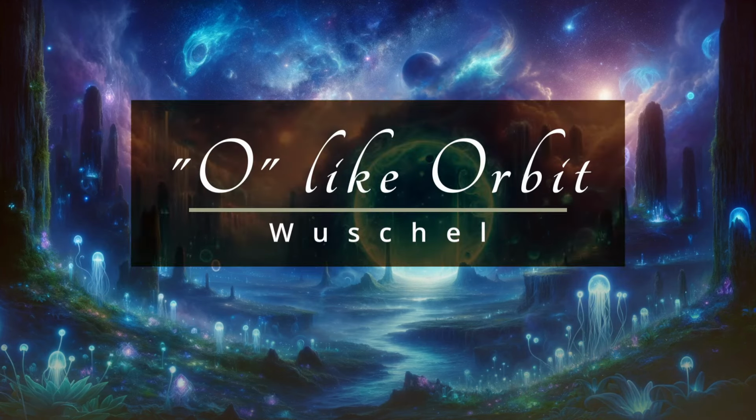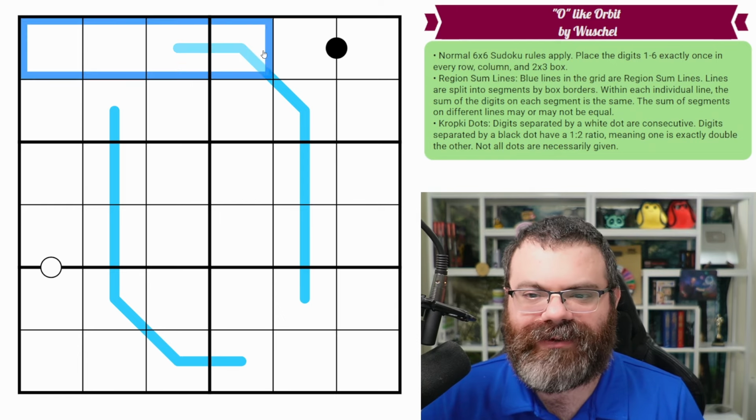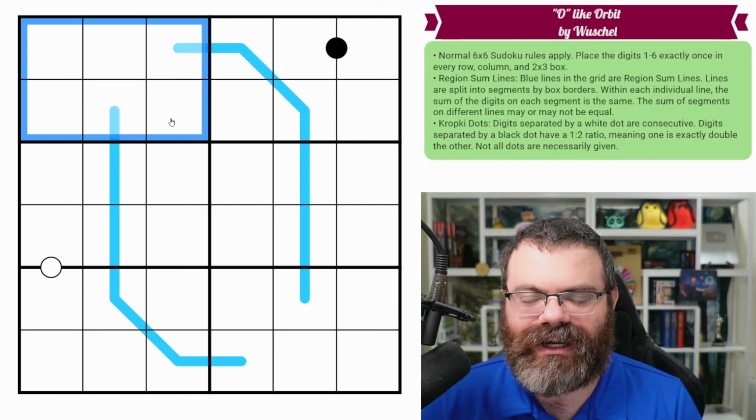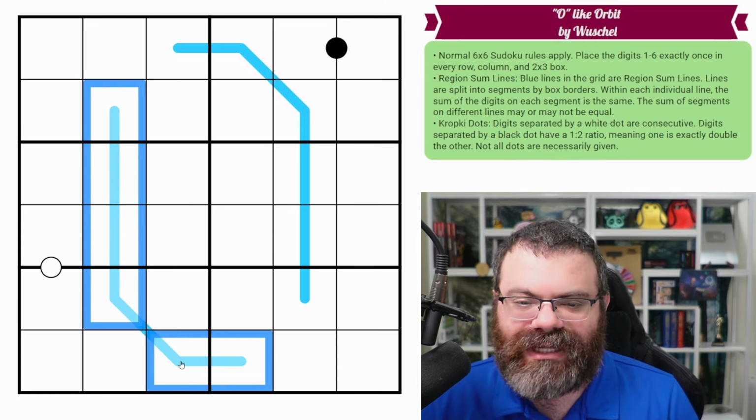Hello, let's continue our Sudoku adventure with O like Orbit by Wuschel. So we have normal 6x6 Sudoku rules, meaning in every row, every column, and every 2x3 box, we are placing the digits 1 to 6 exactly once each. We also have region sum lines in the grid. So that's these blue lines here.